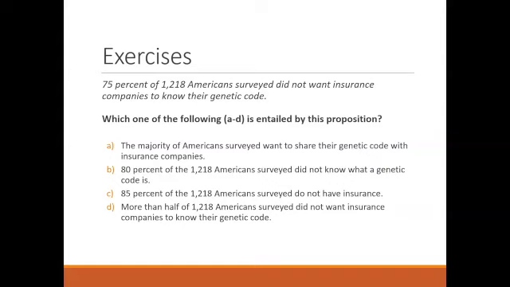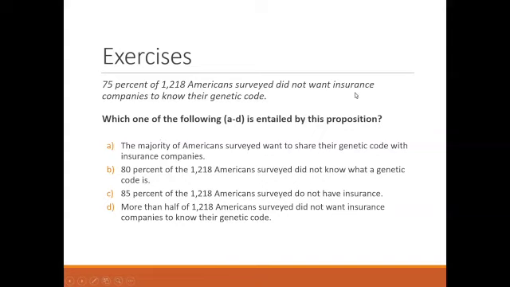"75% of 1,218 Americans surveyed did not want insurance companies to know their genetic code. Which one of the following is entailed by this proposition?" Now remember, for any of these sentences to be entailed by the proposition above, it must be the case that if that proposition above is true, this sentence cannot be false.